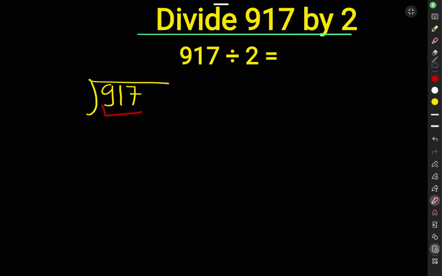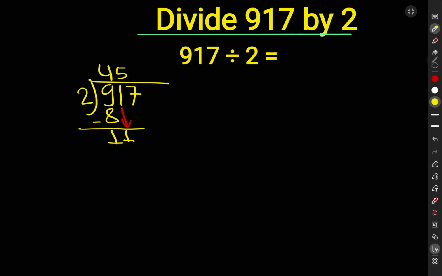Divide 917 by 2 in a long division method. So 2 times 4 is 8. On subtracting we get 1.